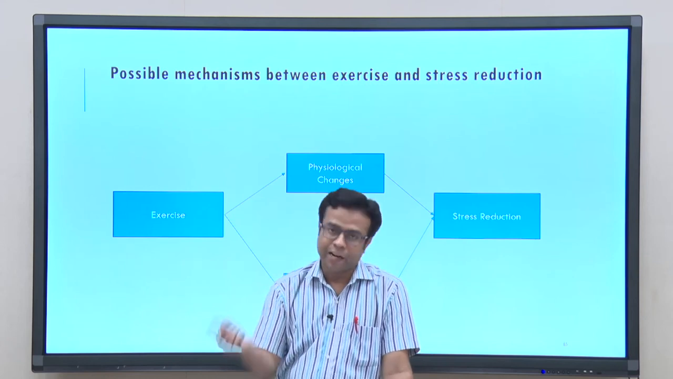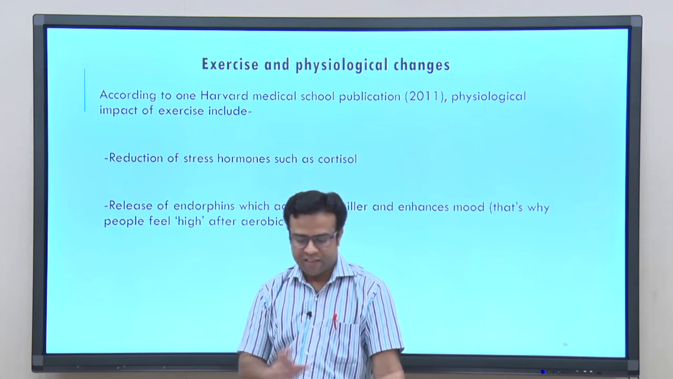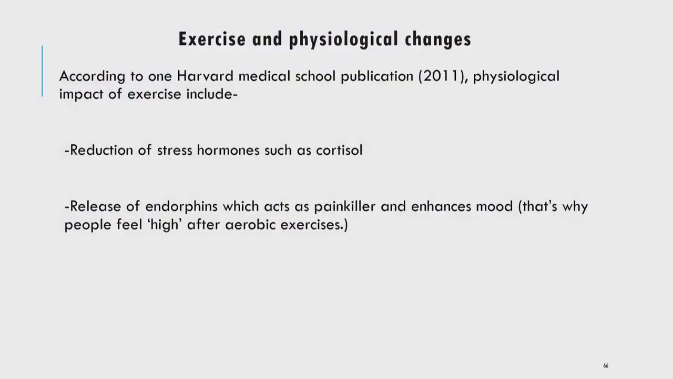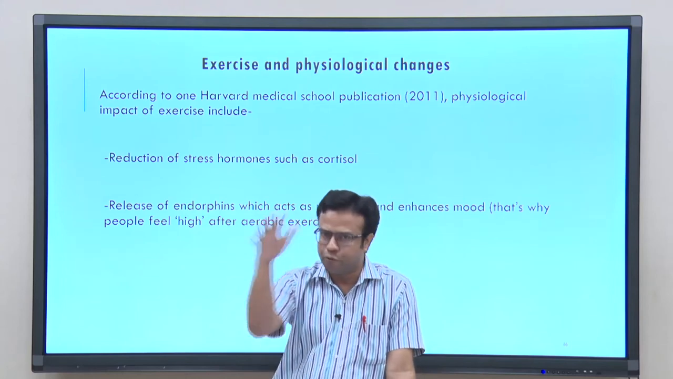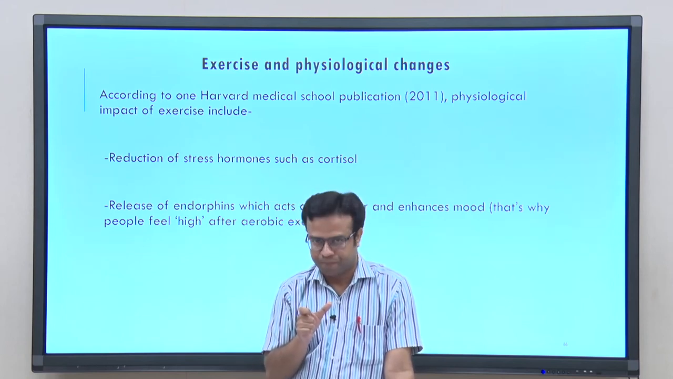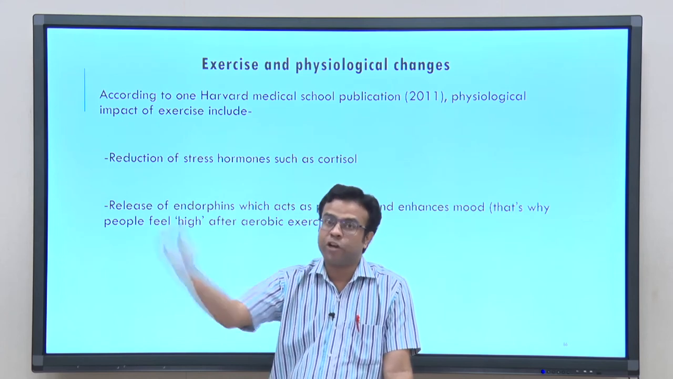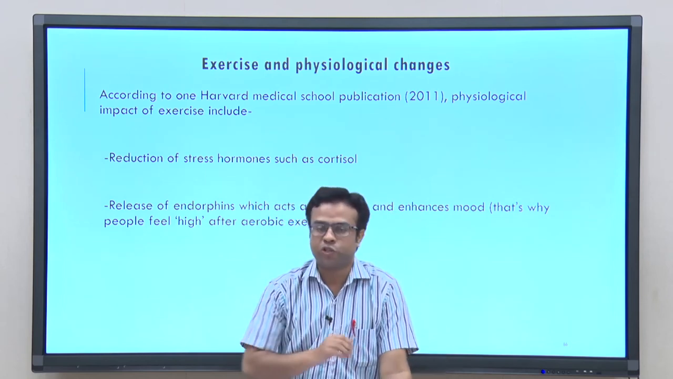In the light of some research evidence, how is exercise connected to physiological changes? According to one Harvard Medical School publication, the physiological impact of exercise includes, first, that exercise reduces stress hormones such as cortisol. We have already discussed the physiological impact of stress on our body elaborately in past lectures. And we have seen cortisol is one of the stress hormones which is released when we experience stress, particularly chronic stress. And when we do exercise, it reduces those stress hormones which are released in the body.